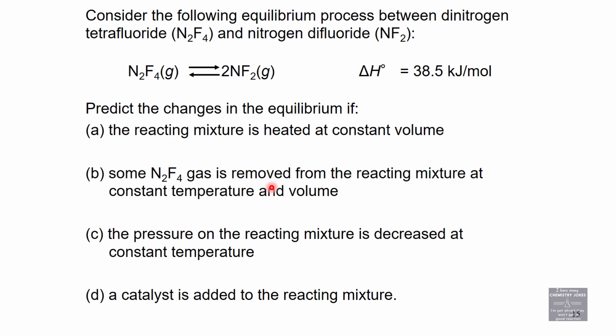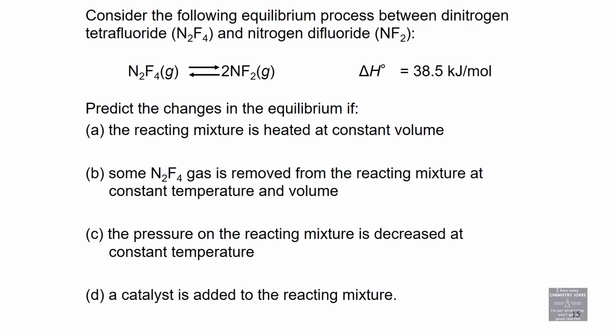Okay. A couple of examples we'll walk through quickly. Consider the following equilibrium process between dinitrogen tetrafluoride and nitrogen difluoride. Predict the changes in equilibrium if the reacting mixture is heated at constant volume.